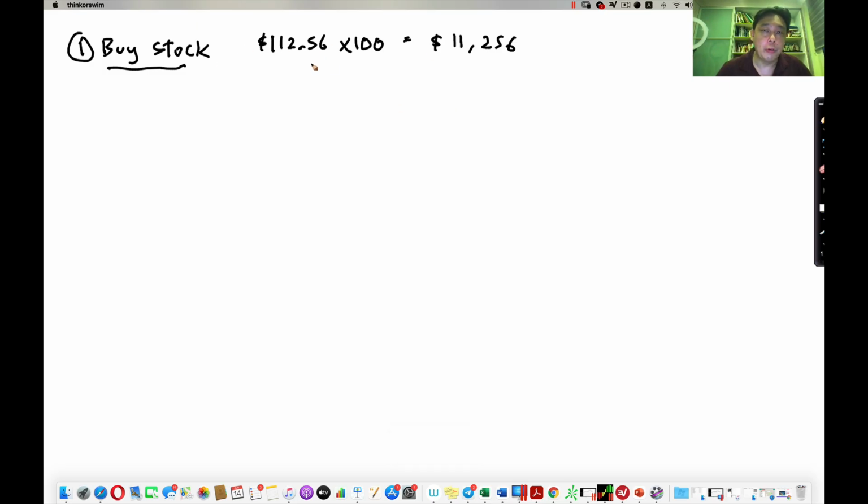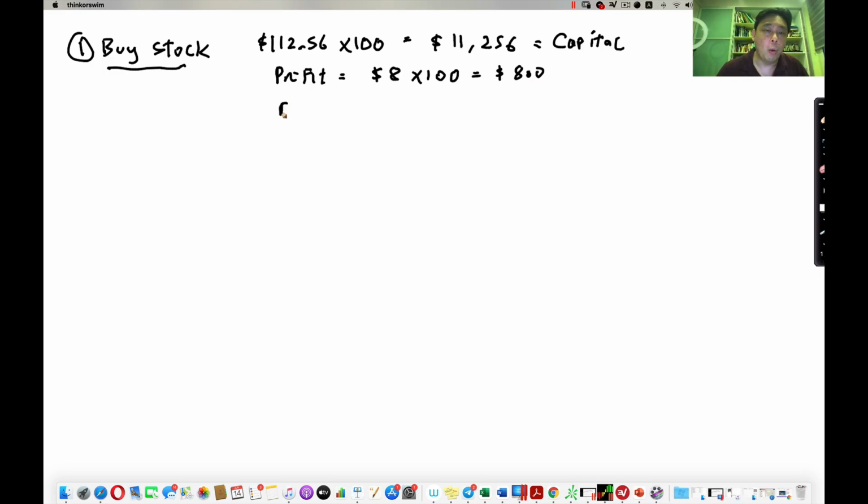So that's the capital required. This is the capital. Let me write this down. Capital required for 100 shares of stock. So the potential profit we're looking at, if it goes to our profit target, would be $8 profit. 120 minus 112.56, roughly about $8. Let's take a rough figure, right? Times 100 shares. So our profit would be $800.